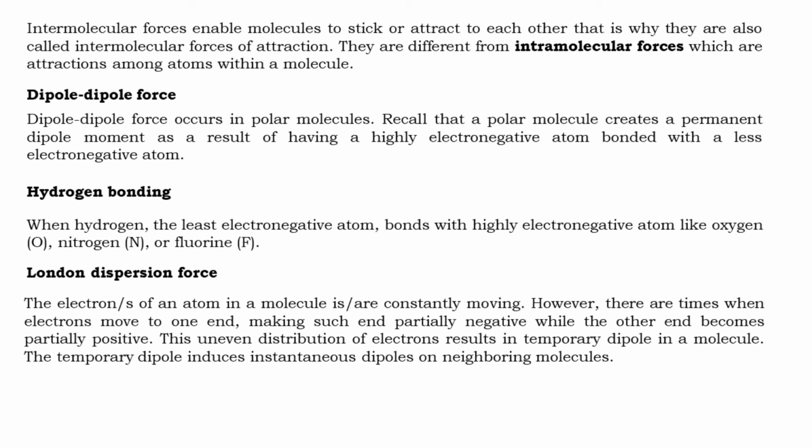And lastly, the London dispersion force. The electrons of an atom in a molecule are constantly moving. However, there are many times when electrons move to one end, making that end partially negative while the other end becomes partially positive. This uneven distribution of electrons results in a temporary dipole in a molecule. The temporary dipole induces instantaneous dipoles on neighboring molecules. Again, these are the general types of intermolecular forces.